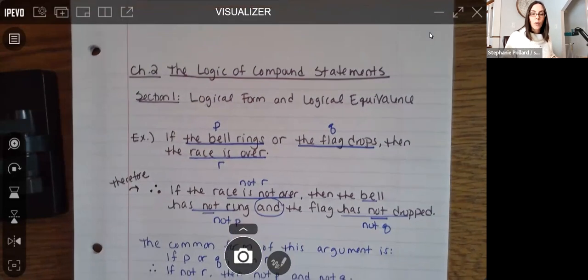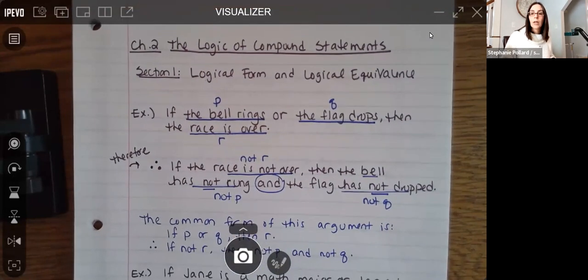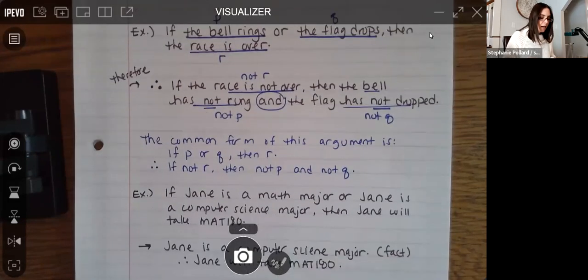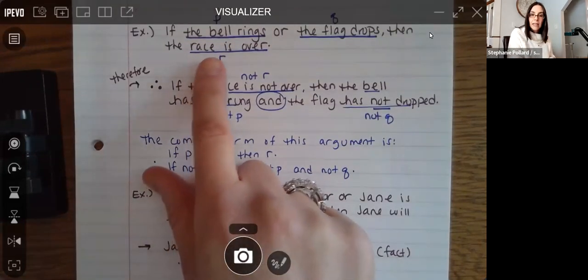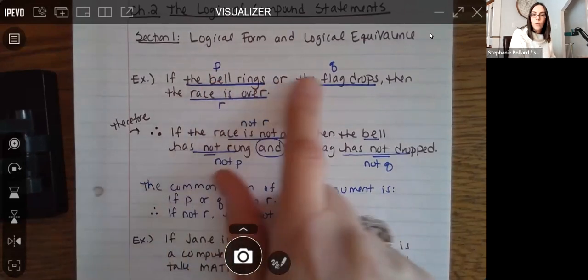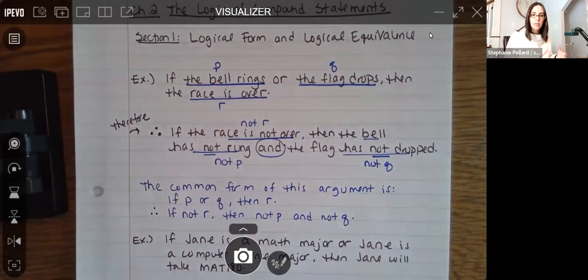In section 1, we're focusing on logical form and logical equivalence. Equivalence really is another way to just say equal. We started off with the idea of rewriting statements and using some new notation, using P, Q, and R for different parts of a statement, and noticing that there is a common form to this particular argument.